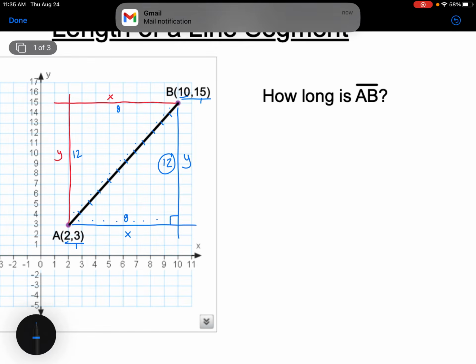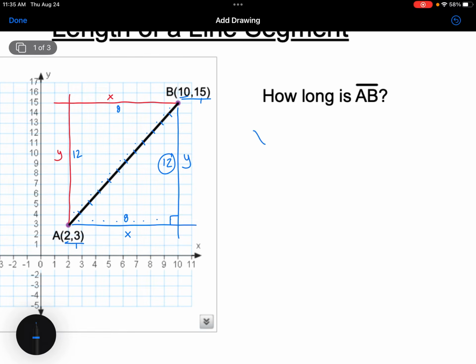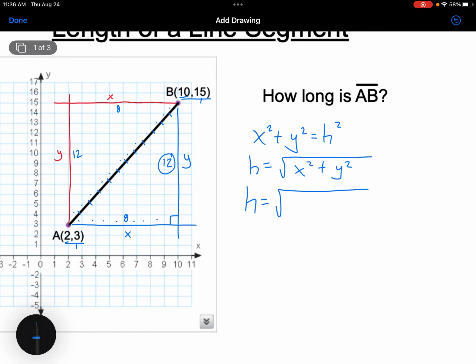But because we know it's a right angle triangle, we can use something like x squared plus y squared is going to be equal to our hypotenuse squared. A squared plus b squared equals c squared. And then my hypotenuse is always going to be the square root of x squared plus y squared. In this case, we're going to have h equal to the square root of 8 squared plus 12 squared. Well, then that's going to be the square root of 64 plus 144.